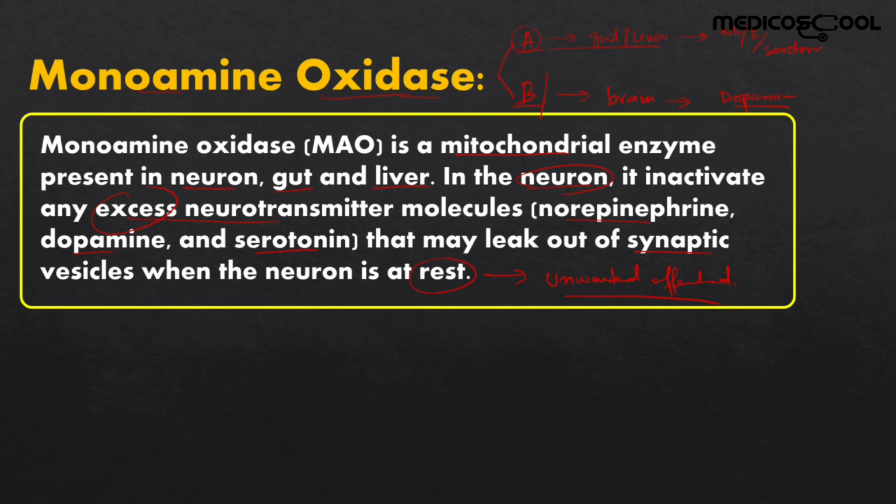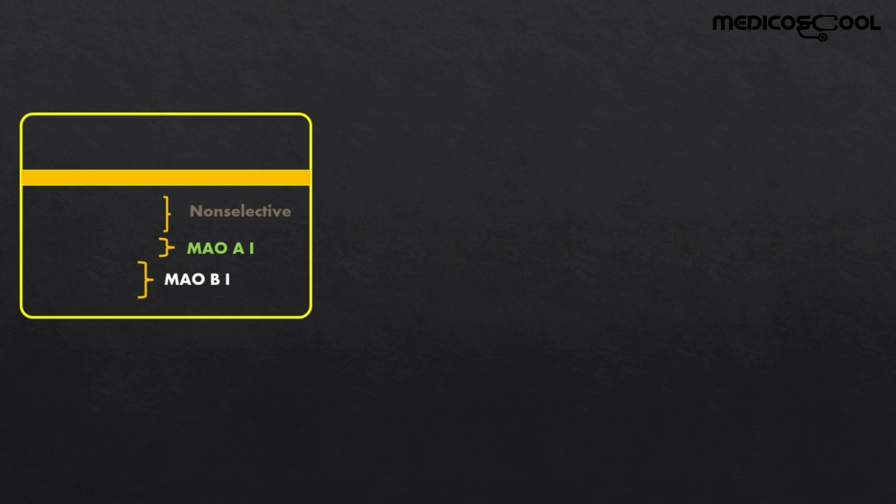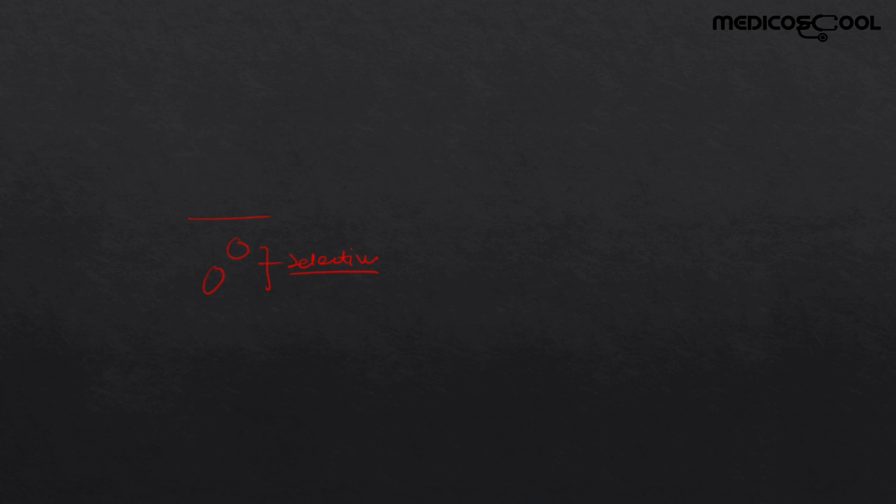Now let's jump into the monoamine oxidase inhibitors. The drugs are divided into two groups: the non-selective ones and the selective ones. And in turn, the selective ones are divided into two subgroups: the monoamine oxidase A inhibitors and the monoamine oxidase B inhibitors. So now let's study the drugs which are included in these groups.